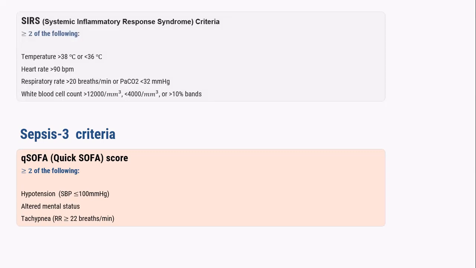However, the 2021 Surviving Sepsis Campaign guidelines discouraged the use of qSOFA as the standalone screening tool, recommending the use of the SIRS score instead due to its better sensitivity in predicting patients' outcomes.